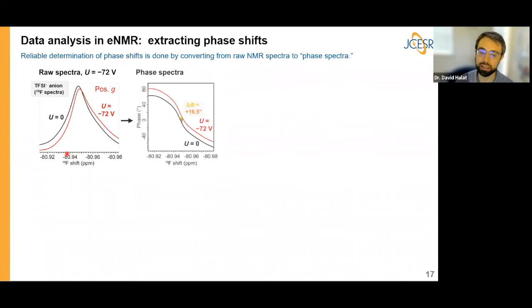Okay, the second step then is to calculate what we refer to as the phase spectrum. And I think a lot of us will recognize that when we display NMR spectra, we're only showing the real part of the spectrum.